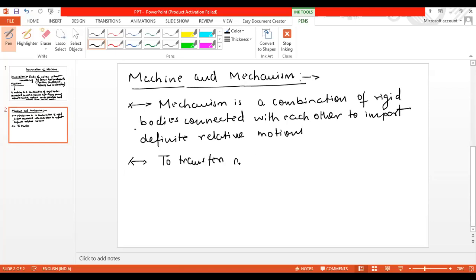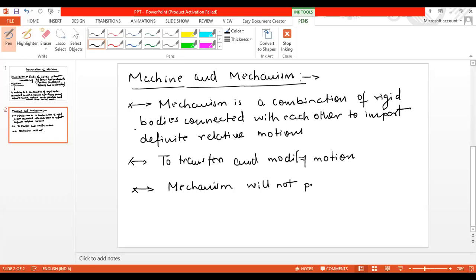And finally, the job of a mechanism is to transfer, very important, the job of a mechanism is to transfer and modify motion. So how is it different from a machine? Remember this, a mechanism will not produce any useful work. This is a very important distinction I am going to make here. You have to remember this, because many times people get confused between machine and mechanism.